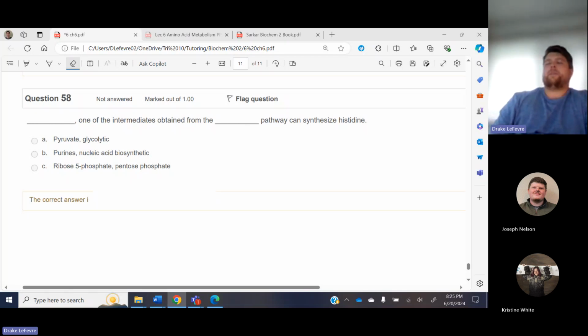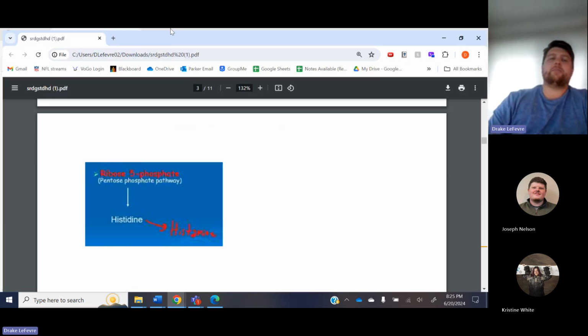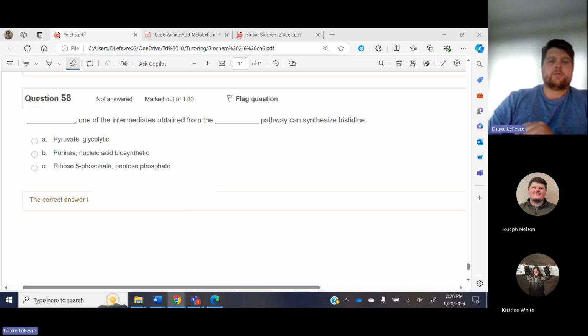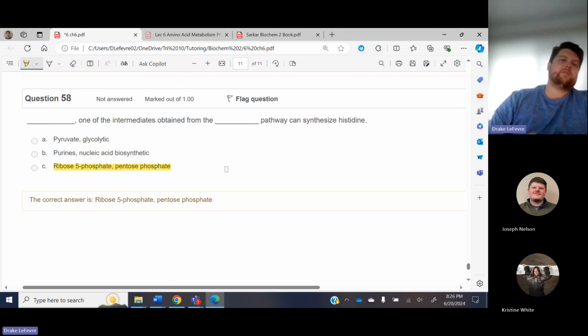Histidine going forward, sorry, histidine going forward is histamine. So I've got biochemistry and physiology swirling around in my brain, trying to keep them separate. The histidine goes into histamine. Histidine is the one special one that comes from the ribose 5-phosphate from our pentose phosphate pathway. So our pentose phosphate pathway is the only answer choice for histidine, which turns into histamine.